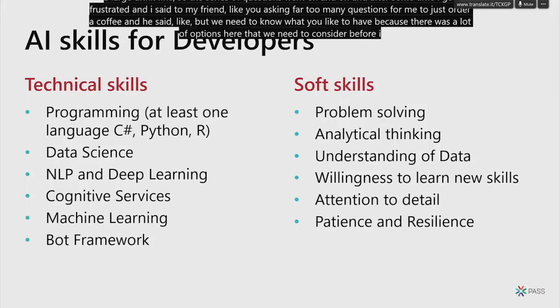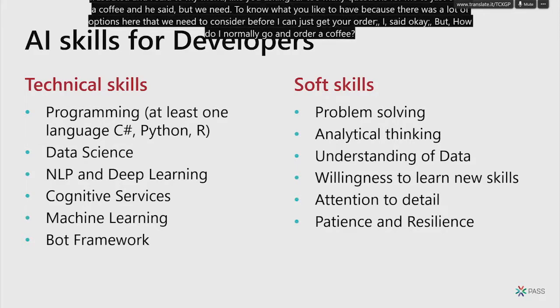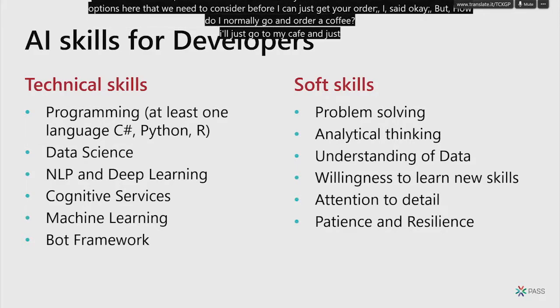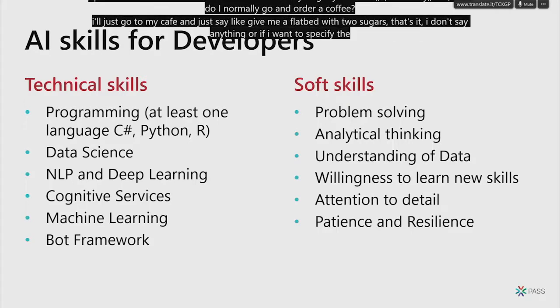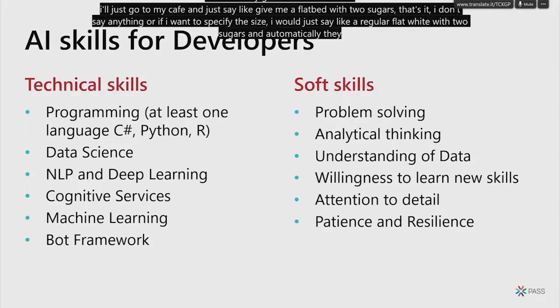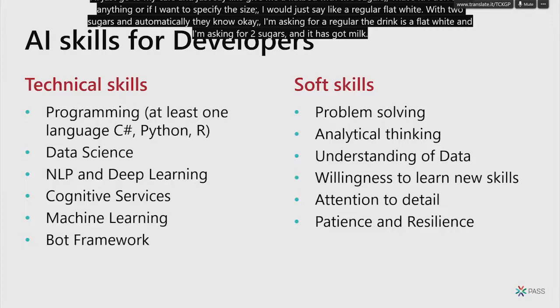So I said, okay, but how do I normally order a coffee? I'll just go to my cafe and say, give me a flat white with 2 sugars. That's it. I don't say anything else. Or if I want to specify the size, I would say a regular flat white with 2 sugars. And automatically they know I am asking for a regular, the drink is a flat white, and I'm asking for 2 sugars, and it has got milk. Great. So that is what natural language processing is.